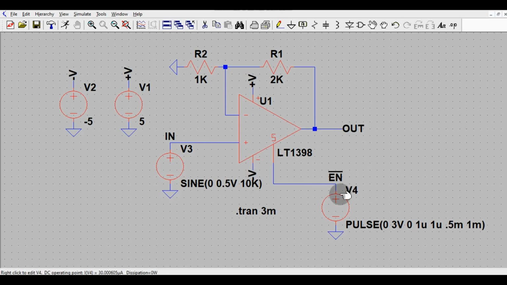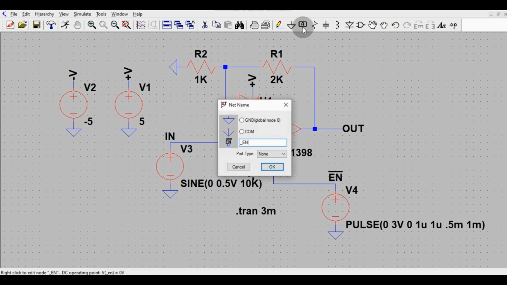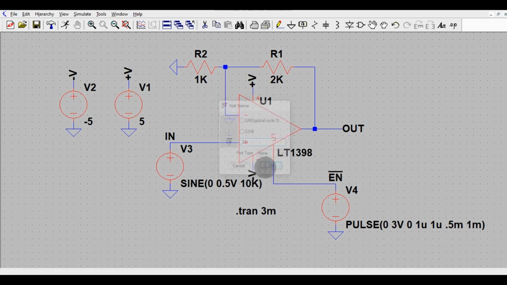So what do you understand by an active low signal? As you can see here, we have the enable pin, EN, and you can see a minus line above the EN. How will you write this enable in LTSpice? You have to select a port, then port type is none, and you have to write minus first, then EN, then it will appear like EN active low. So I was talking about the active low enable signal.